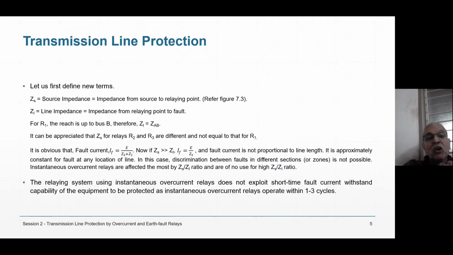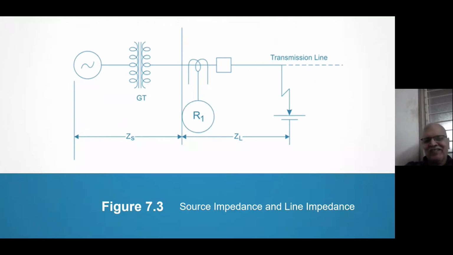The third disadvantage is the ZS by ZL ratio. Before we talk about it, we will have to define the terms. ZS is the source impedance, the impedance from the source to the relaying point. Refer to the next figure. ZS. Right? From the source to the relaying point. Say for R1 it is ZS1.